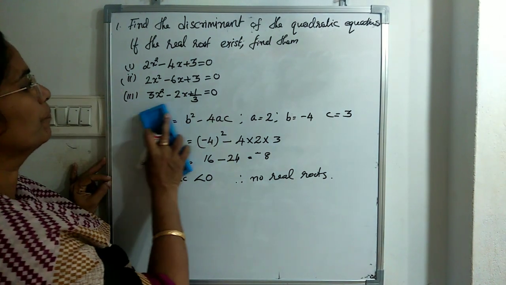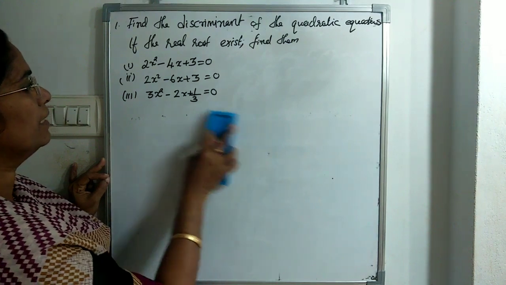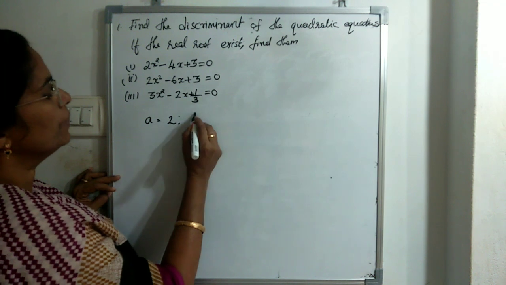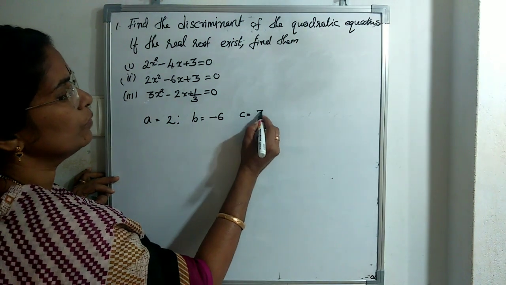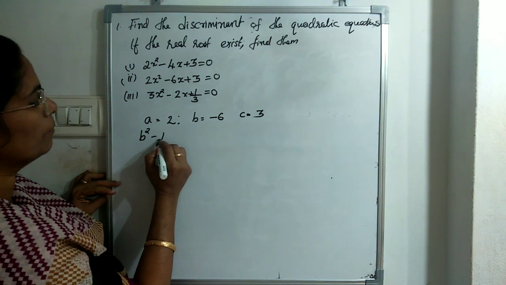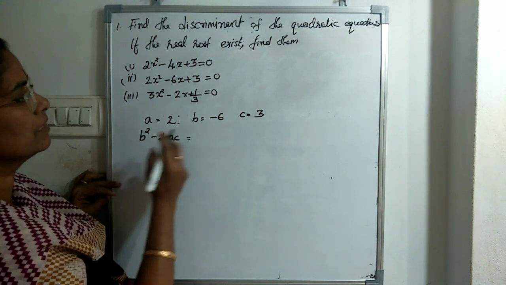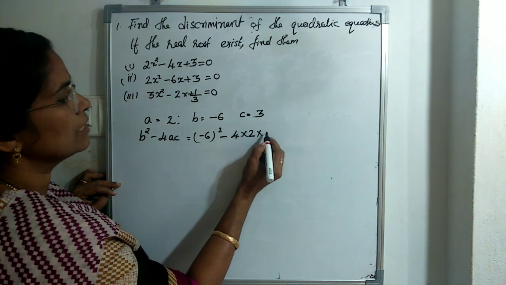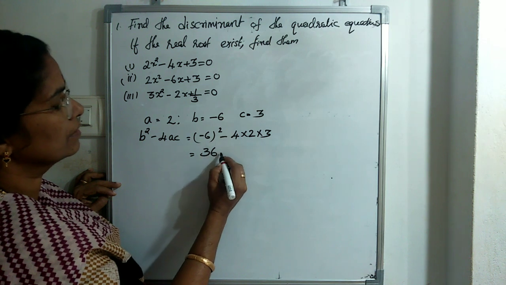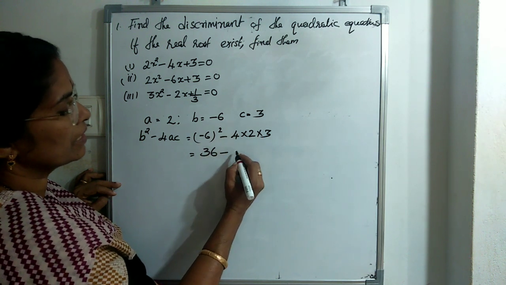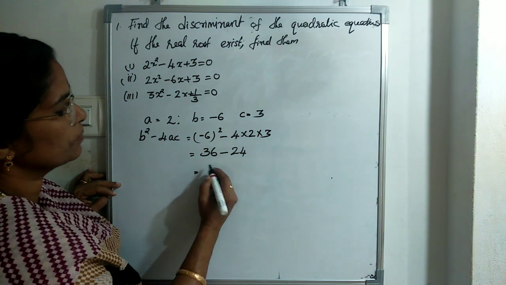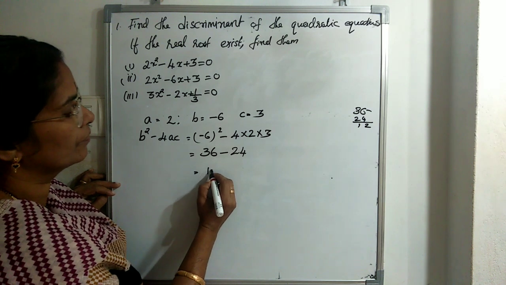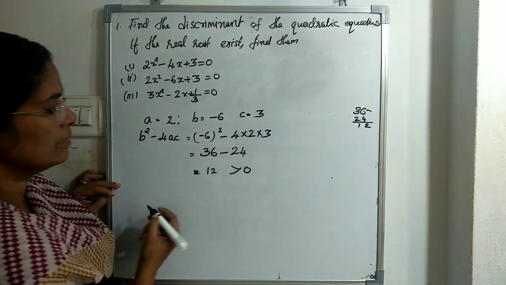What is the second one? It is 2x square minus 6x plus 3. Here a is equal to 2, b is equal to minus 6 and c is equal to 3. We have to find b square minus 4ac. That is the discriminant. b square is minus 6 whole square minus 4 into a into c. 36 minus 6 fours are 24. So 36 minus 24 we have to find. Answer is 12. It is greater than 0.